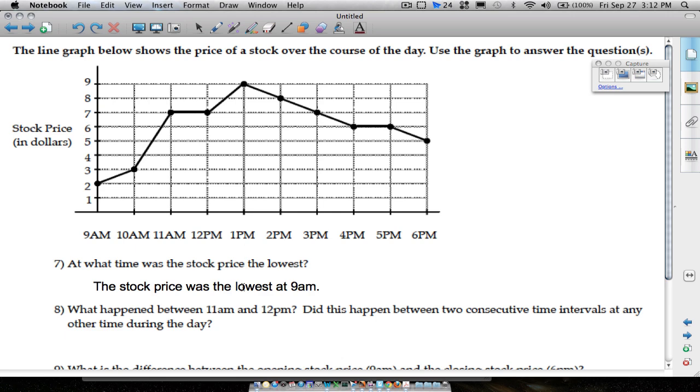What happened between 11 a.m. and 12 p.m.? Did this happen between 2 consecutive time intervals at any other time during the day? Between 11 and 12, notice the stock price didn't change. It remained the same at $7. And even though it wasn't $7 over here from 4 to 5, it still stayed the same over the course of that hour. So what happened?